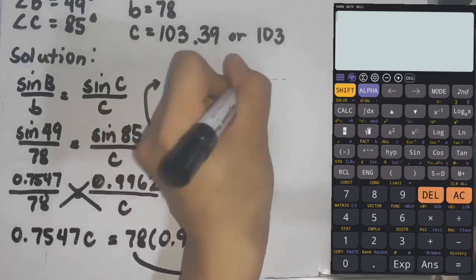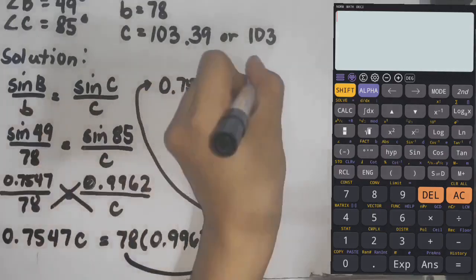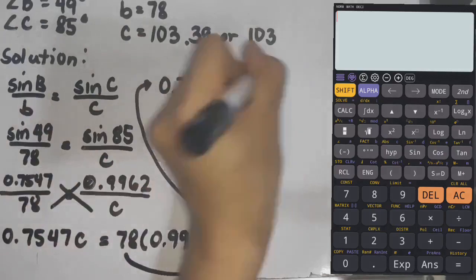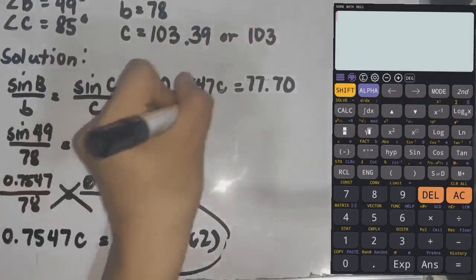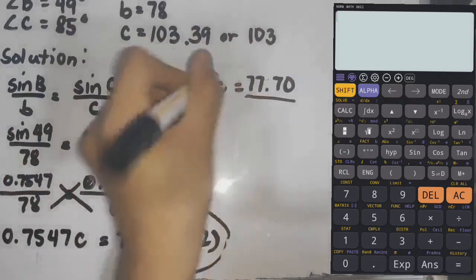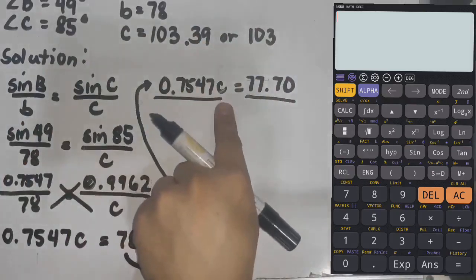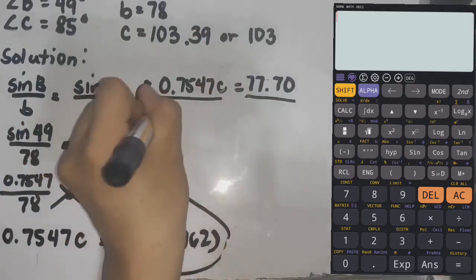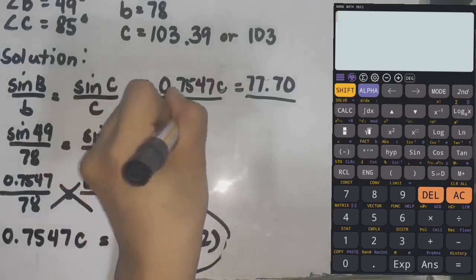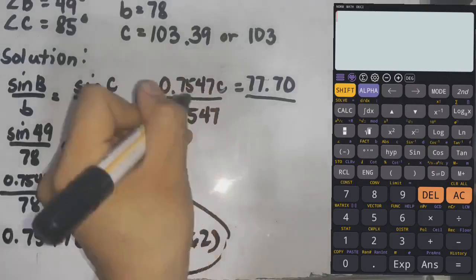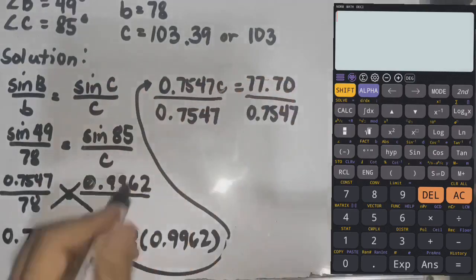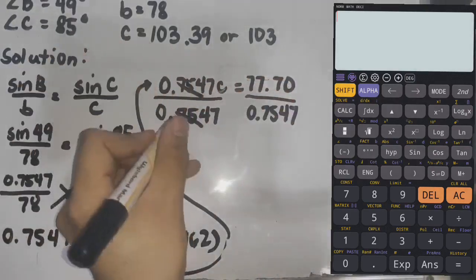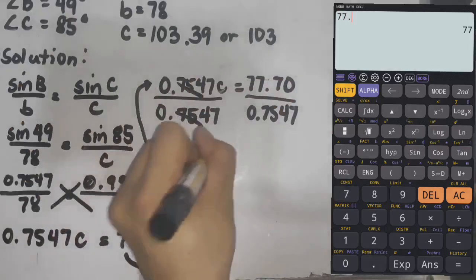0.7547C is equal to 77.70. Then, divide both sides kung ano yung katabi ng ating kinukuhang value. So, divide both sides by 0.7547. Then, cancel natin. Matitira na lang dyan ay C equals.